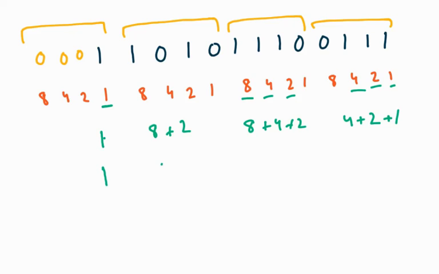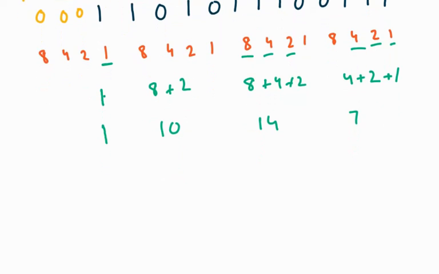Now you'll evaluate them. 8 plus 2 gives you 10, 8 plus 4 plus 2 gives you 14, 4 plus 2 plus 1 gives you 7. Now all the numbers that are higher than 9, because we know hexadecimal can only represent 9 as the highest digit, we'll be converting all the higher numbers into alphabets.